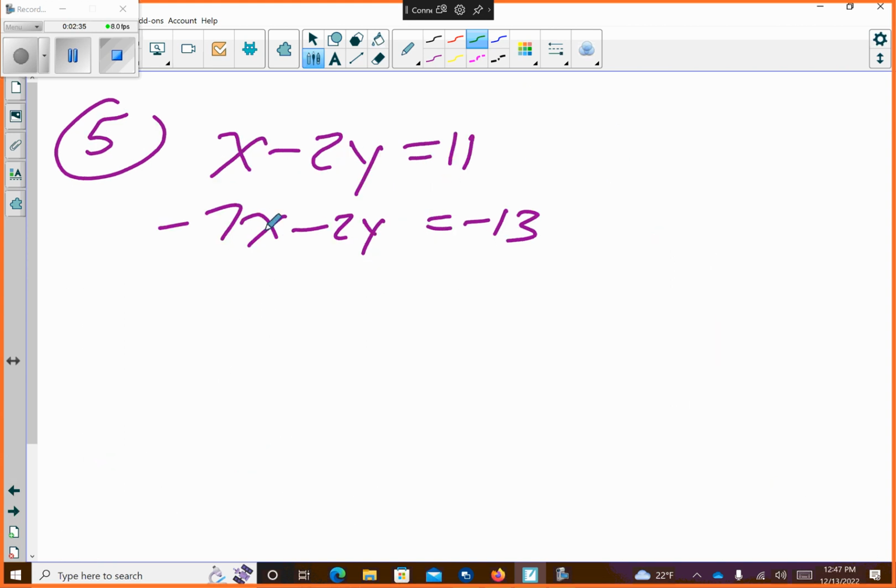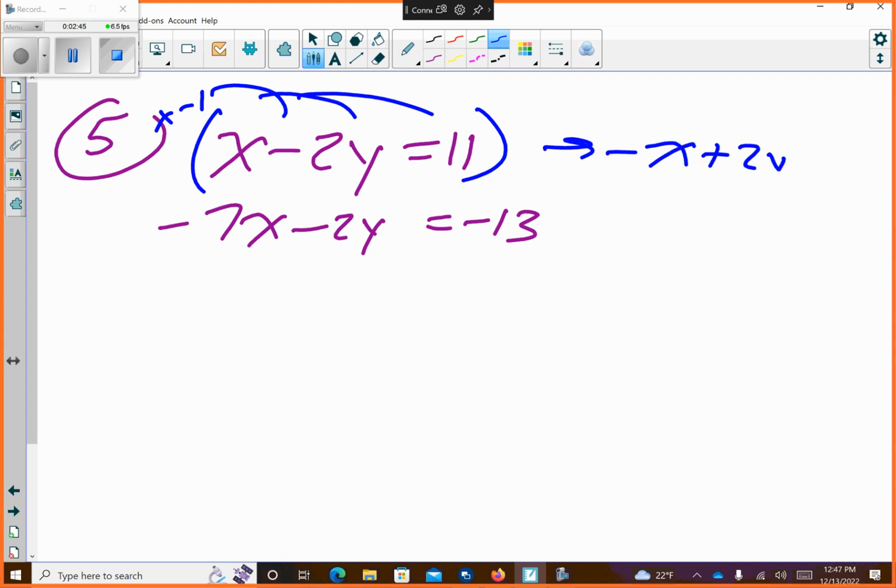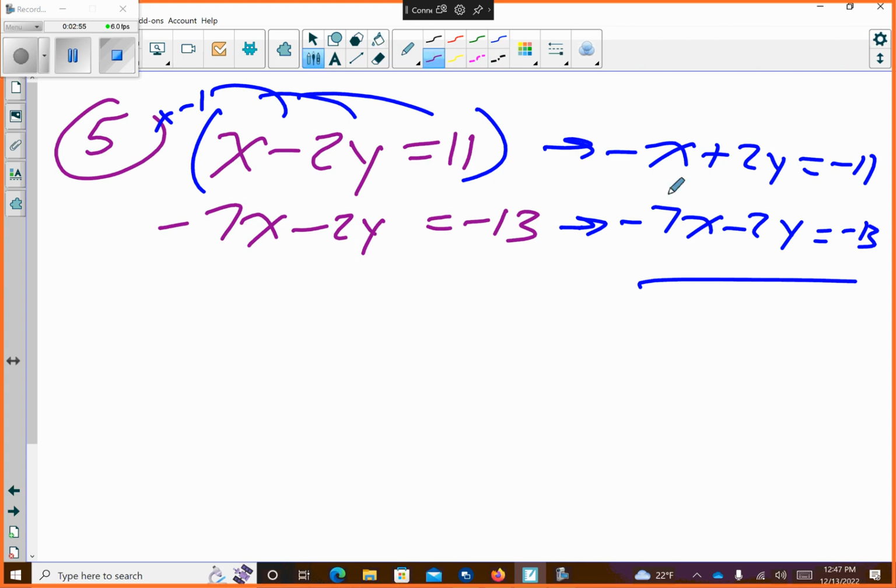This next one, this is elimination. So what I would do is I would multiply the whole top by negative 1. Make sure you distribute it. All the signs are going to change. So I get negative x plus 2y equals negative 11. Bottom one, I'm going to get negative 7x minus 2y equals negative 13. Nothing changed there. Go ahead and add these together.